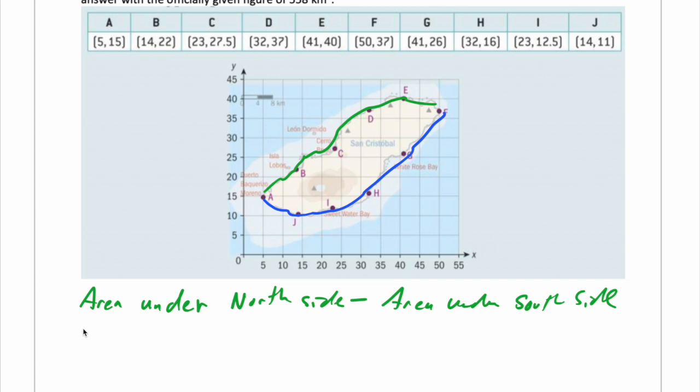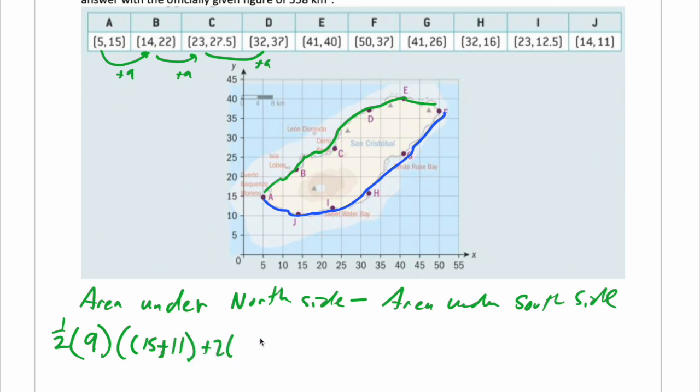trapezoidal rule twice. So that's going to be half. And your step size here, I guess it should always be a constant. You're going from 5 to 14, that's 9, yeah, it's going up by 9 each time, so it's half times 9. Your first y value on the green curve here is 15, and your last one is 11, plus 2 times all the other y values, and you have to be careful.